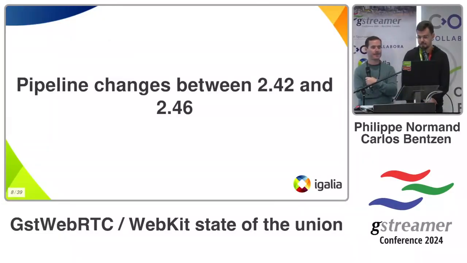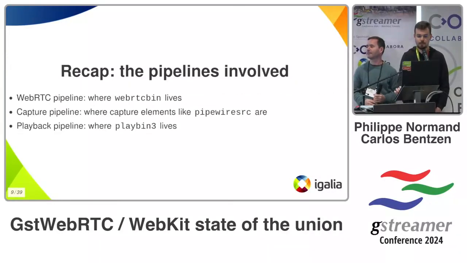Yeah, and so since we're here at a GStreamer conference, we have to show pipeline changes, right? Since we already presented last year what was the status of WebRTC in WebKit, we're going to present the changes in the pipeline between what we presented last year and what we have now. And just as a brief recap, when we're talking about WebRTC in WebKit, usually you can have from 1 to 3 pipelines involved, right? So the WebRTC pipeline, which is the one we focus on here, is where webrtcbin will live. That's what's handling the network side of things.